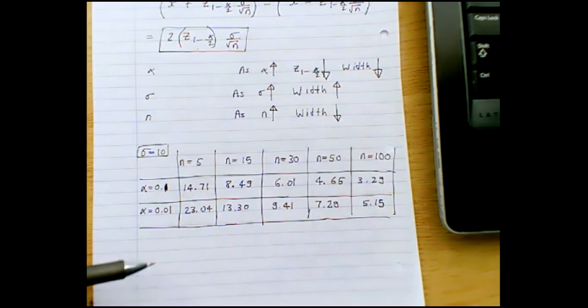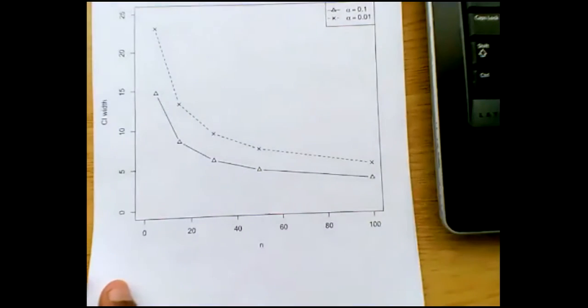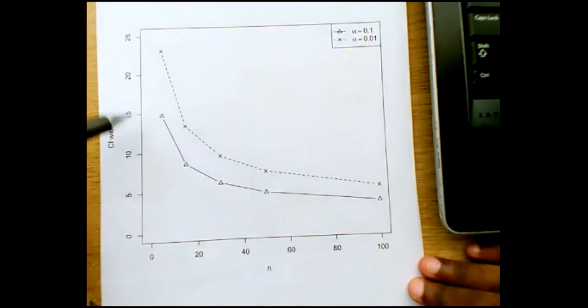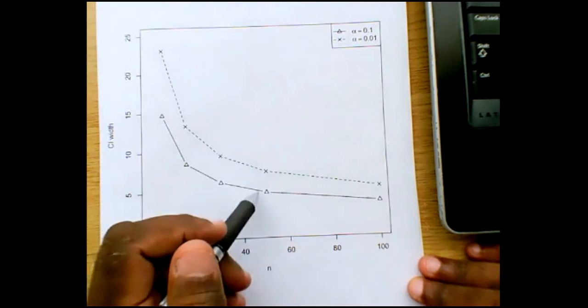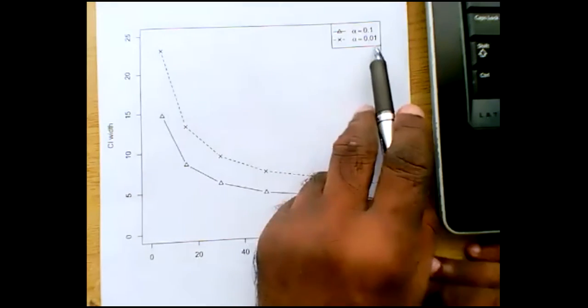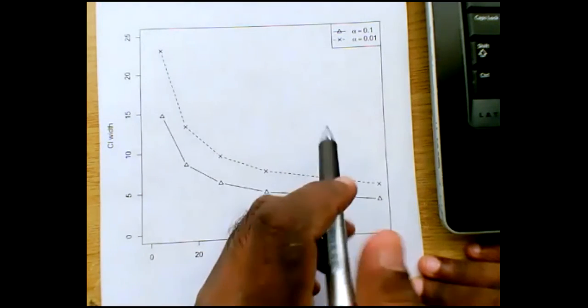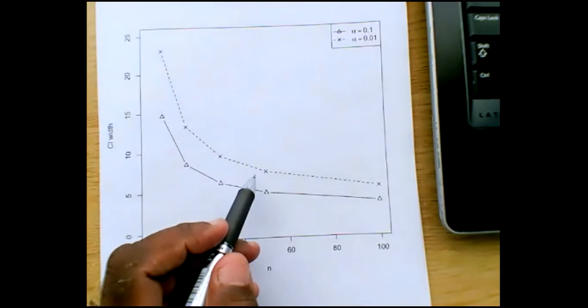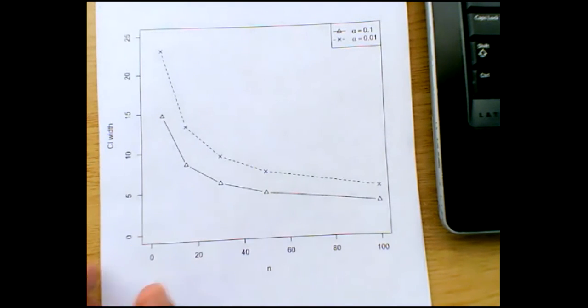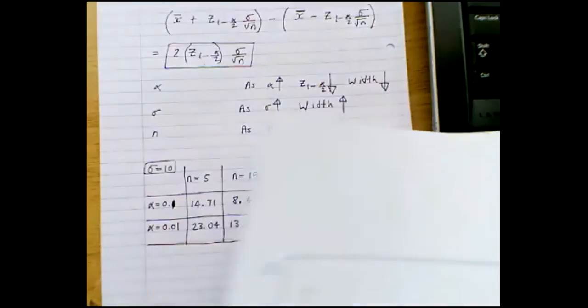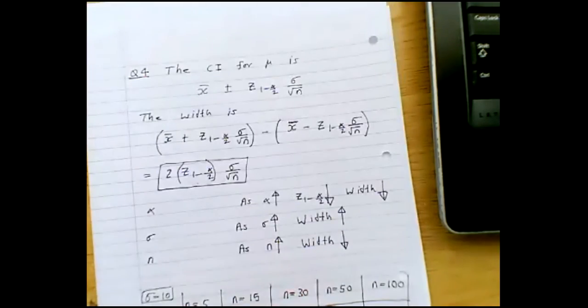Now what you're asked to do next is plot the width versus n. If you do that, this is what you will get. Hope you can see this. On the y-axis, you have the width. On the x-axis, you have the values of n. As you can see, the width decreases as n increases. And there are two different lines. This line corresponds to alpha equal to 0.21, and this line corresponds to alpha equal to 0.1. So as you can see, as alpha increases, the width decreases. That's another thing that we observed earlier. Okay, guys, so this is question number 4.